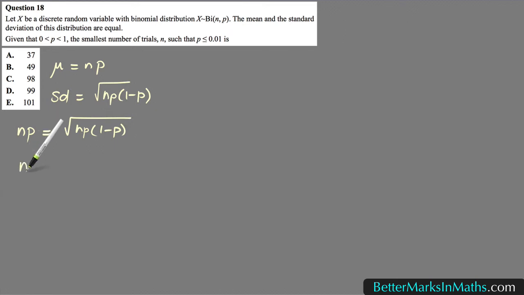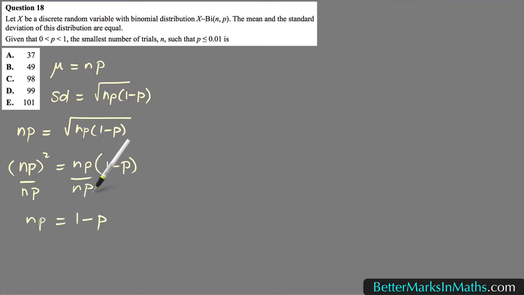then square both sides and you get n squared p squared is equal to np times (1 minus p), and then divide both sides by np, and you end up with np equals 1 minus p. You can divide by np because np cannot equal 0, as that would mean that either n, the number of trials, is 0, or p, the probability of success, is 0. And they've told you up here that p is greater than 0.